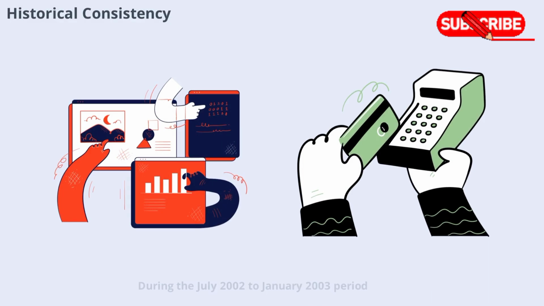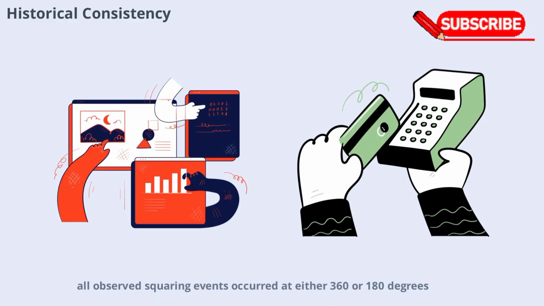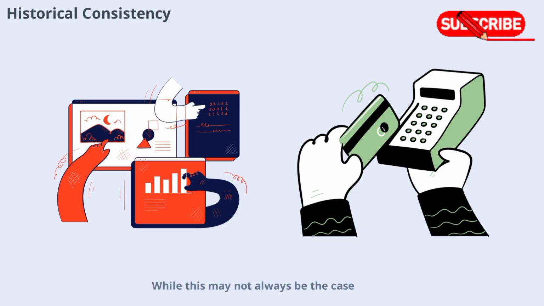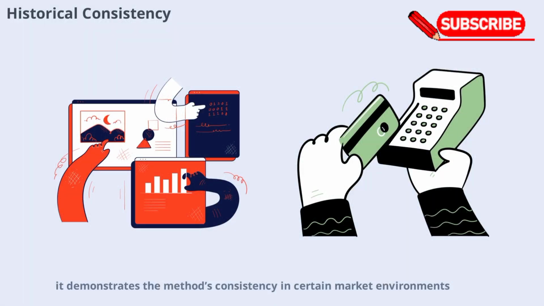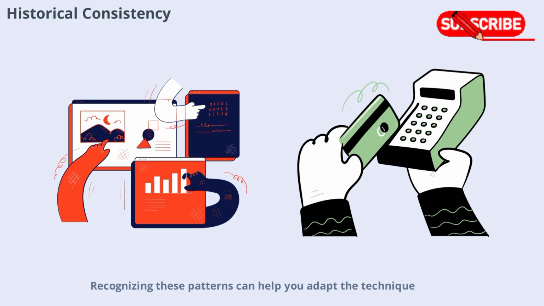During the July 2002 to January 2003 period, all observed squaring events occurred at either 360 or 180 degrees. While this may not always be the case, it demonstrates the method's consistency in certain market environments. Recognizing these patterns can help you adapt the technique to different market conditions and improve your trading outcomes.